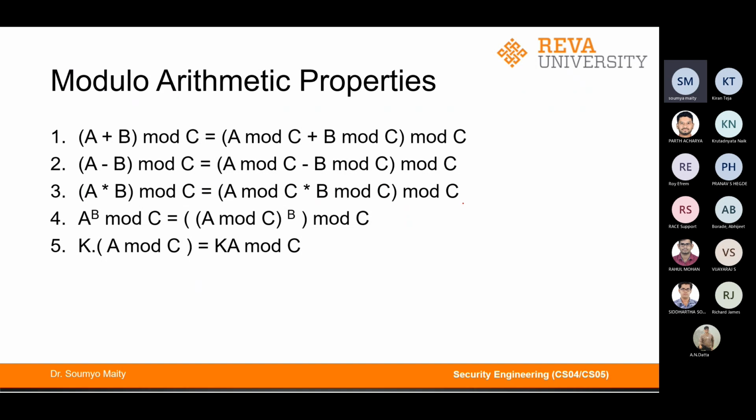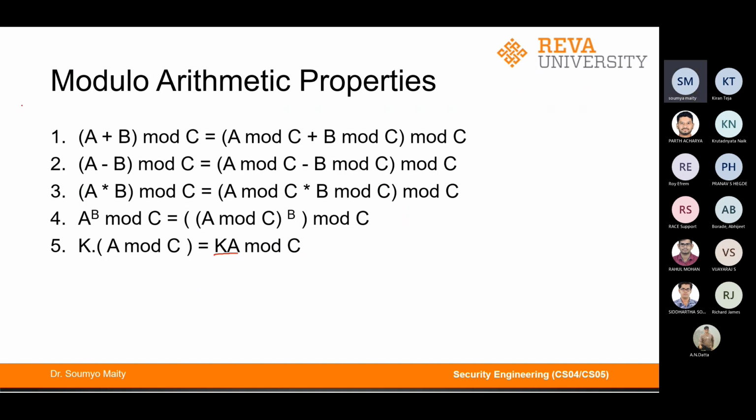In school days, class 4 or 5, we all learned why it is happening. If we find A into B, then we can easily find A power B. A power B is nothing but A multiplied by itself B times, right? That means A mod C, whole power B, again mod C. And if there is a constant, K into A mod C equals K A mod C, you can simply multiply the constant with the dividend, and then divide by the divisor.